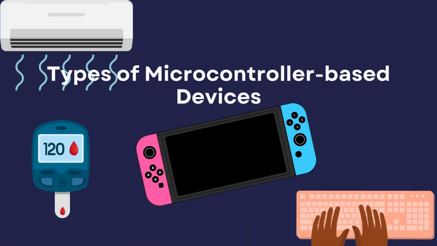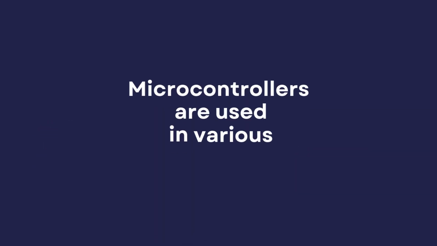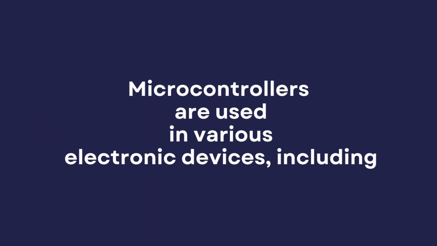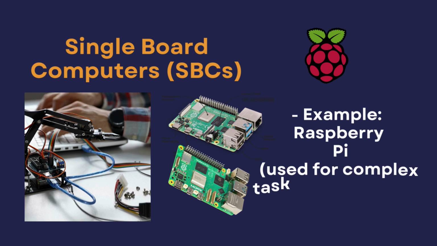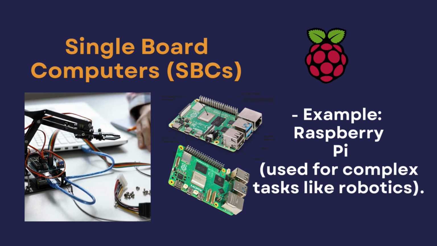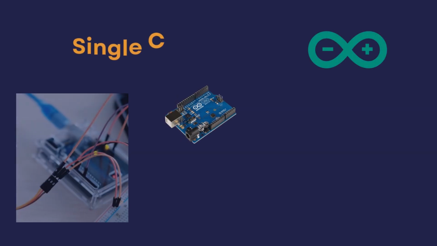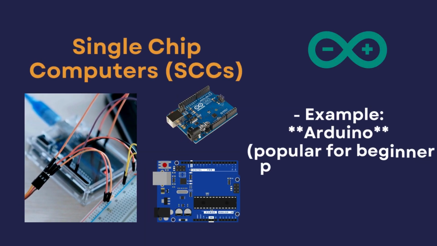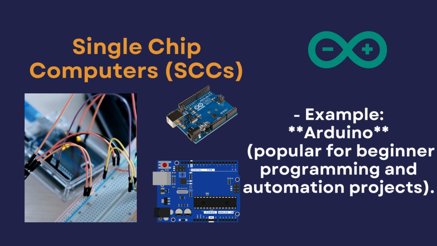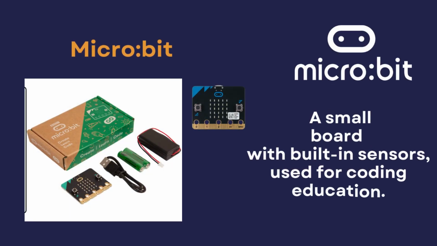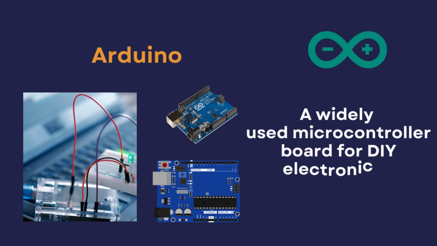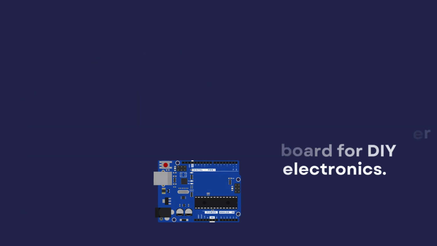Types of microcontroller-based devices. Microcontrollers are used in various electronic devices, including single-board computers, SBCs. Example: Raspberry Pi, used for complex tasks like robotics; single-chip computers, SCCs. Example: Arduino, popular for beginner programming and automation projects. Microcontroller-based kits: Micro:bit, a small board with built-in sensors used for coding education; Arduino, a widely used microcontroller board for DIY electronics.